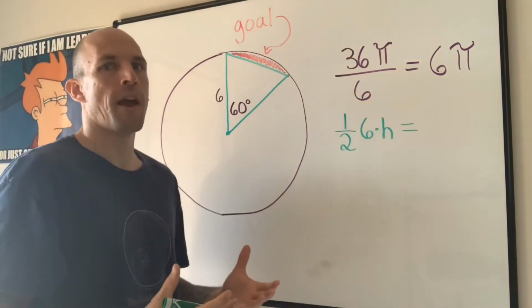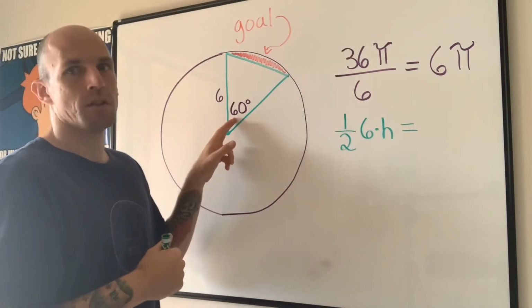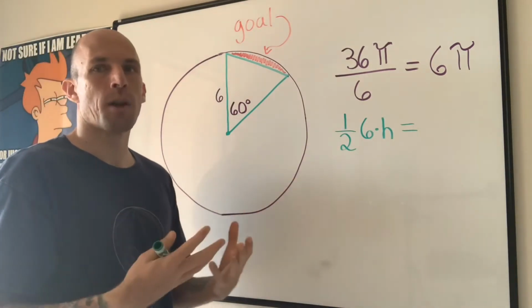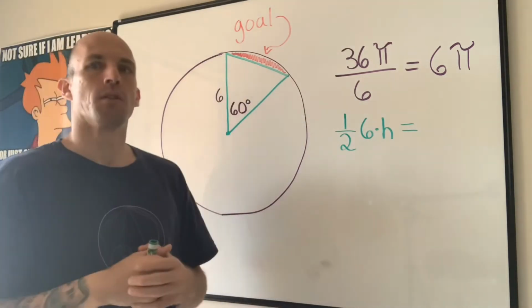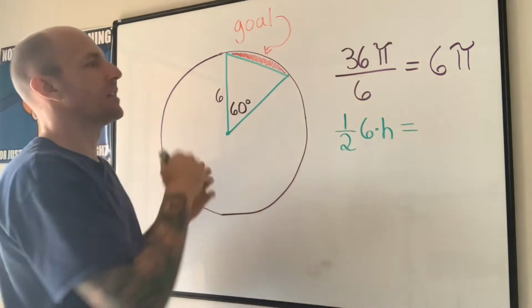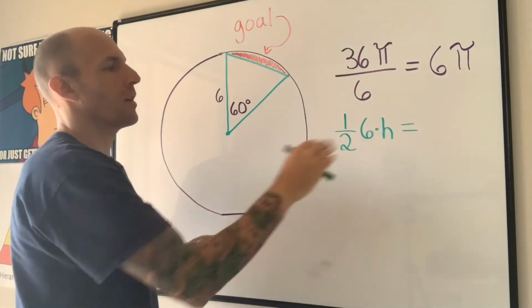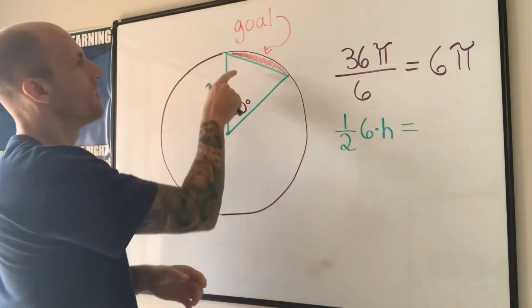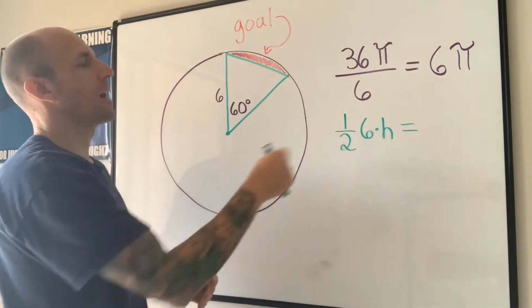Next, we'll go looking for the area of the green triangle. 60 degrees tells me that this is an equilateral and equiangular triangle. So these two corners are 60 degrees as well, and each side is 6. Our triangle formula is 1/2 base times height. So this is our base here, 6, but what is our height going to be?